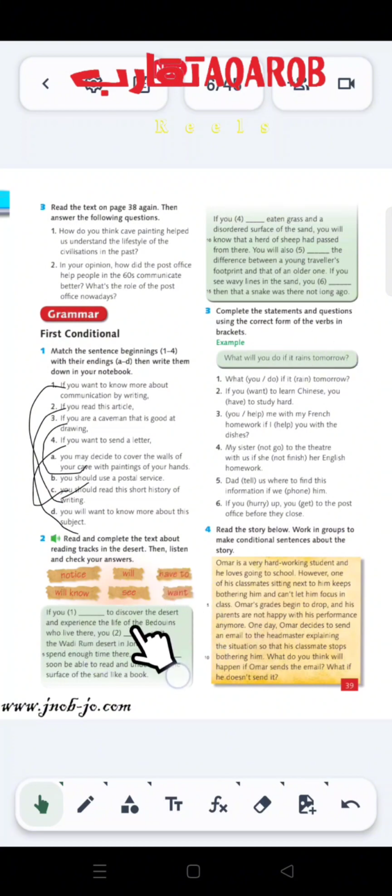So number 1, want. Number 2, have to. Number 3, will. Number 4, see. Number 5, notice. Number 6, will know.